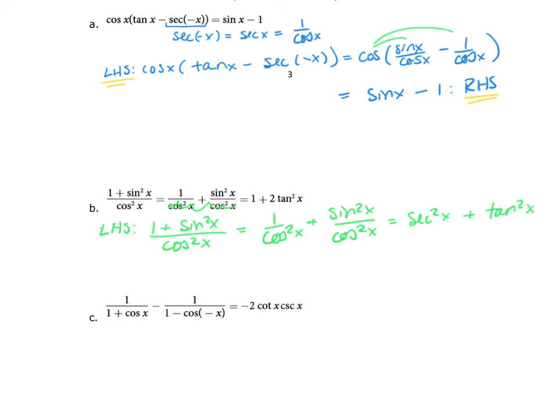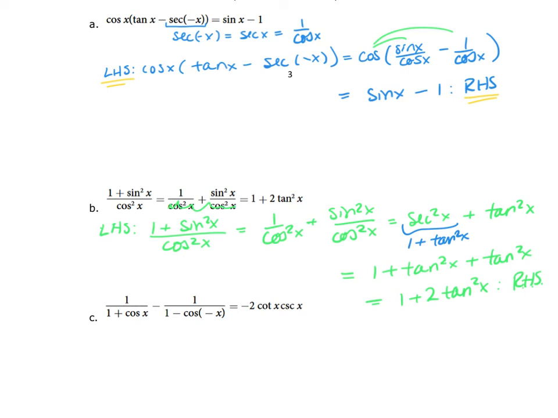And then I know that secant squared, because it's a Pythagorean identity, is equal to 1 plus the tangent squared of x. So this is equal to 1 plus the tangent squared of x plus the tangent squared of x. So I'll end up with 1 plus 2 the tangent squared of x, and this of course equals the right hand side.